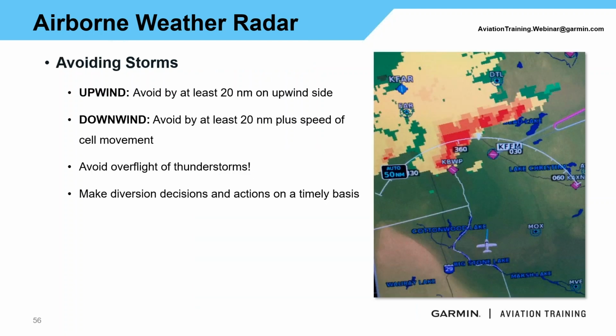Avoiding storms, you want to try to avoid those storms by 20 miles on the upwind side and at least 20 miles plus the speed of the cell movement on the downwind side. It's a pretty typical recommendation on everything, and Garmin's of course going to stand by that.